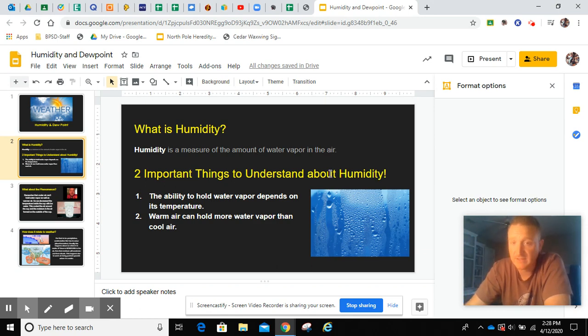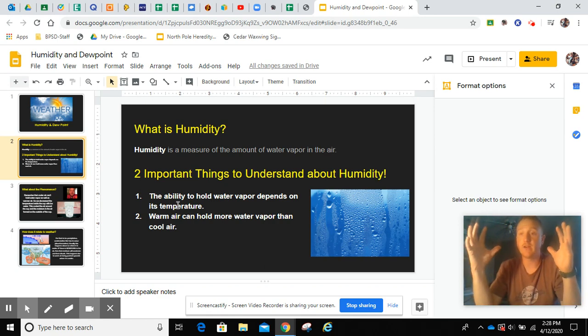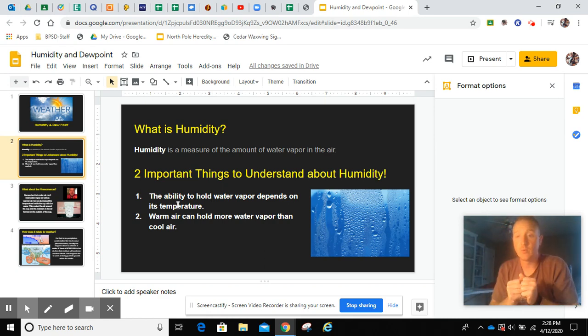So, two important things to understand about humidity. Number one, the ability to hold water vapor depends on temperature. When temperature changes, that is when the airspace either expands or contracts. When it gets cooler, air tends to contract. When it's heated, it expands. That helps us with the second important thing: warm air can hold more water vapor than cool air. So warmer air is going to be able to hold more water vapor than cooler air.